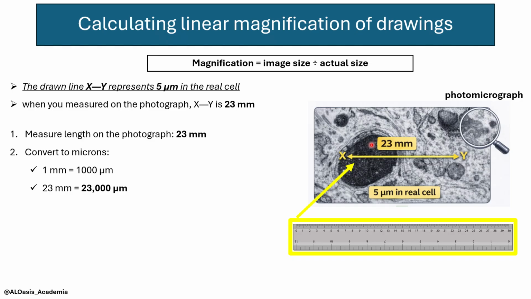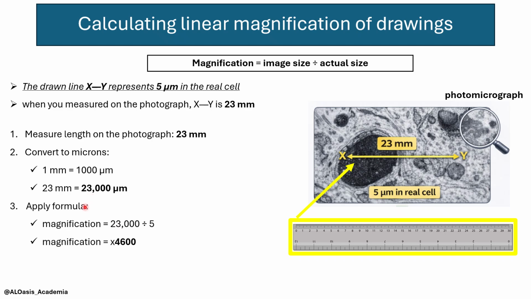Once you find out the image size, you need to make sure that the image size is in the same unit as the actual size. The actual size was given in micrometers, so now you need to change this 23 millimeters to micrometers as well. This means that you times this number by 1,000, and this gives you 23,000 micrometers.